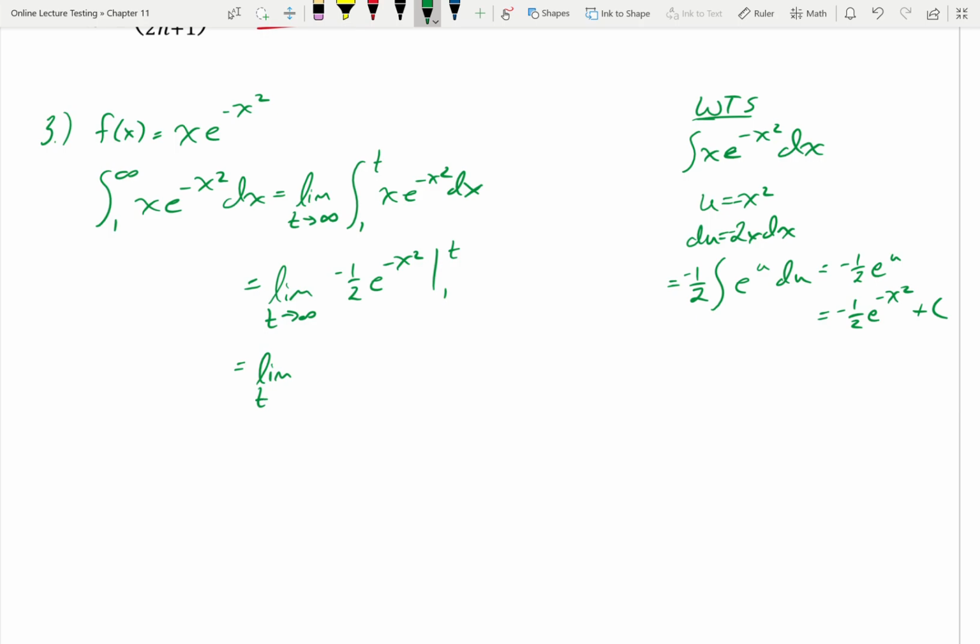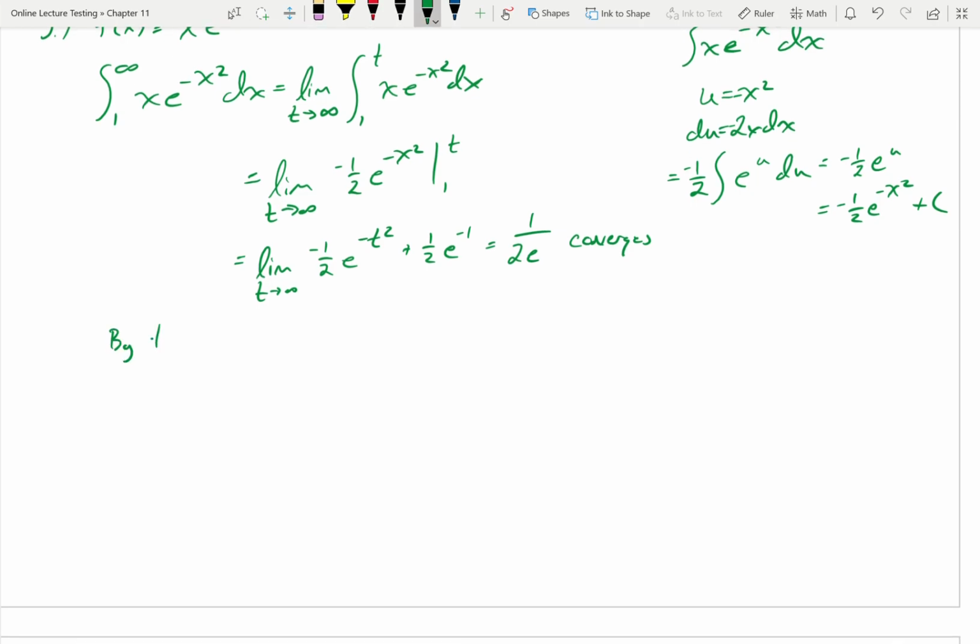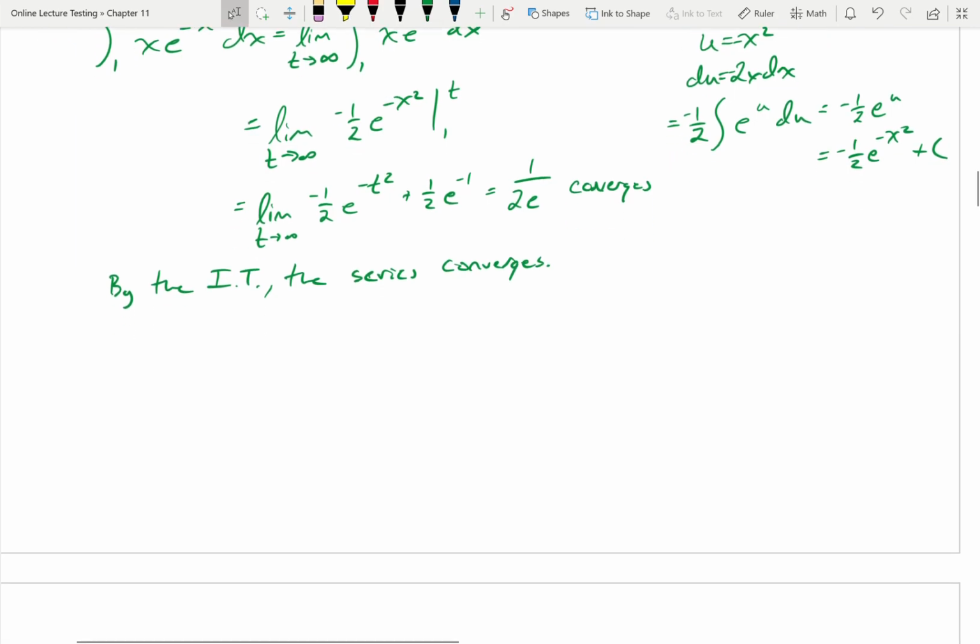So we're going to get the limit as t approaches infinity of negative 1/2 e to the negative t squared plus 1/2 e to the negative 1. Well, this is a constant value, so nothing bad there. e to the negative infinity goes to 0. So in the end, we get 1 over 2e, which means it converges. So by the integral test, the series converges. And that's it.